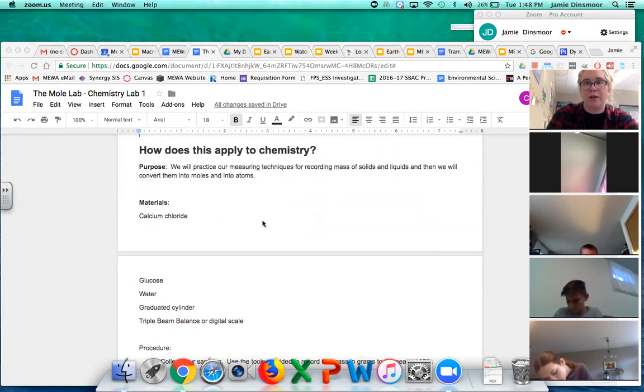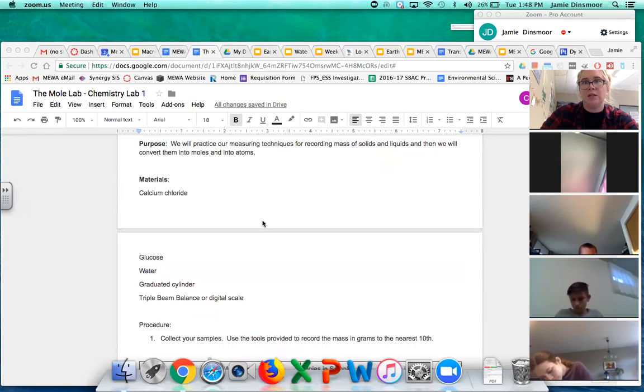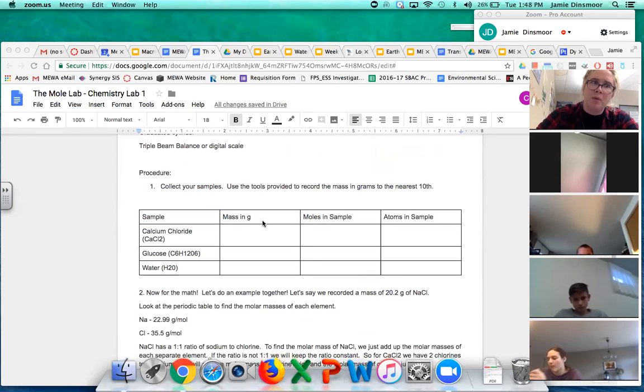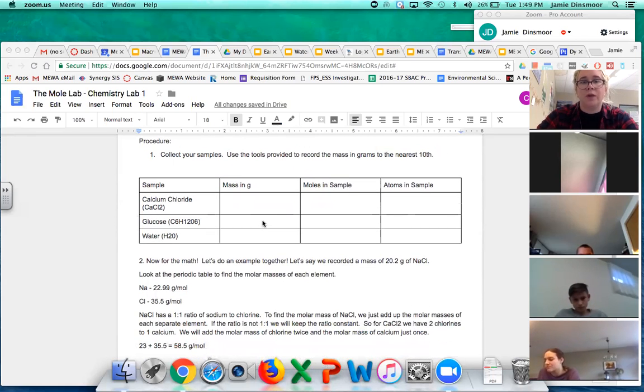Now we want to think, okay, well, how does this apply to chemistry? So practicing measuring techniques, hopefully most of you know how to record the mass of solids, liquids, right? We don't really record the mass of gases, at least not in our laboratory situation. I'm going to be modeling how to do that for you today. But if you do take an upper level science course, you will get to do that on your own.